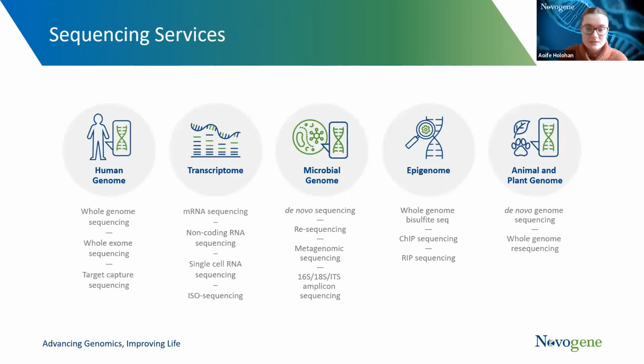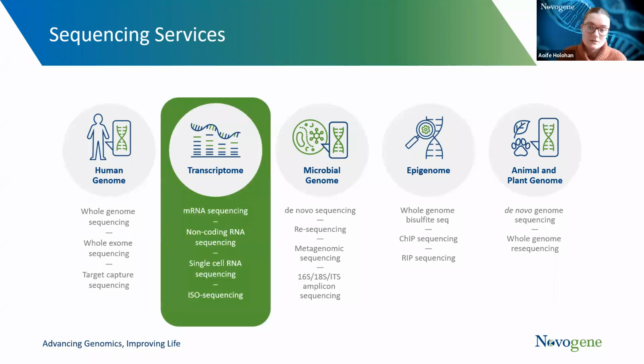We provide a full range of next-generation sequencing services, such as whole genome sequencing, whole exome sequencing, various types of RNA sequencing, metagenomic services, and epigenomic services. These can be applied to a wide range of research topics, from cancer and rare disease, microbial cell factories and gut health, to agriculture and animal health.